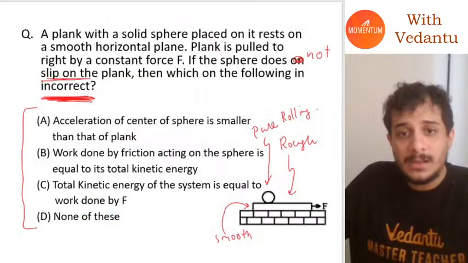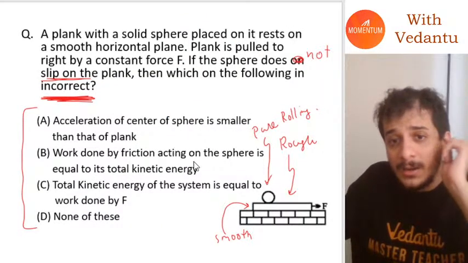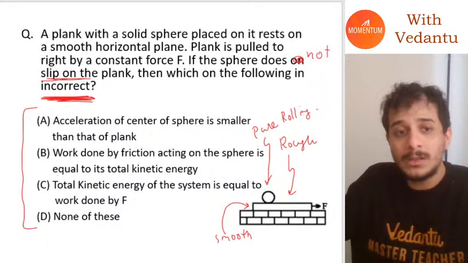So the first statement is true. Next statement: work done by friction on the sphere is equal to its total kinetic energy.